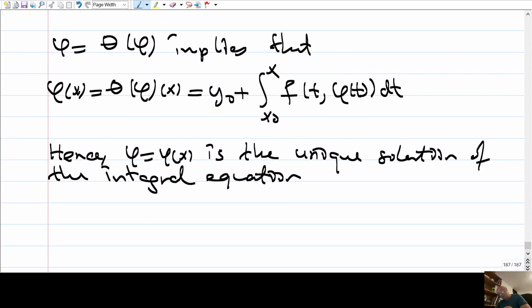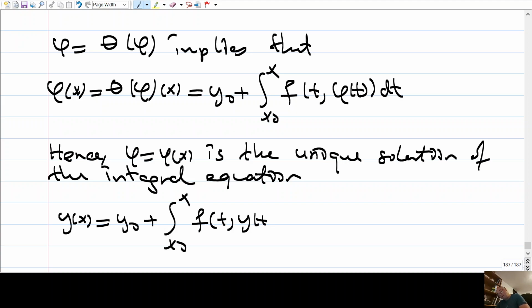Which integral equation? This one. Y(x) is equal to y0 plus the integral from x0 to x of f(t, y(t)) dt. Since this is the unique solution of this integral equation, it's also the unique solution of the initial value problem.